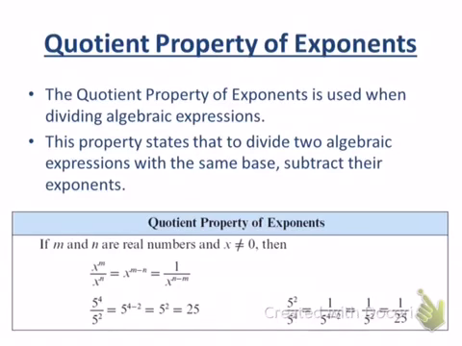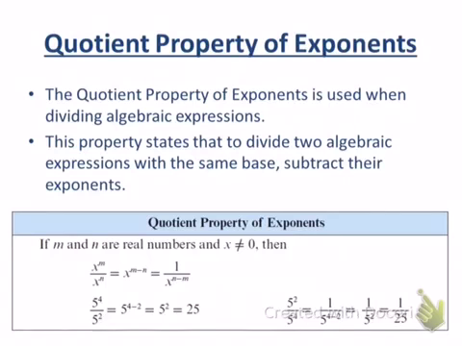The quotient property of exponents is used when dividing algebraic expressions. The property states that to divide two algebraic expressions with the same base, you subtract their exponents. So this is probably not new. Is this new to anyone? You guys have done this before, right?